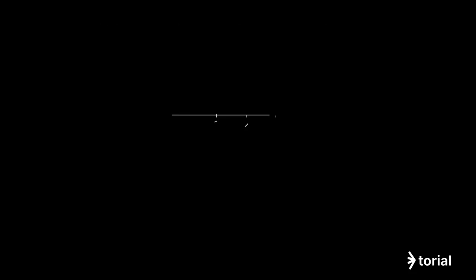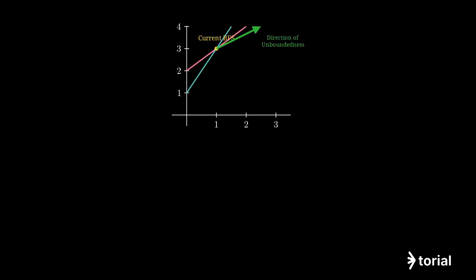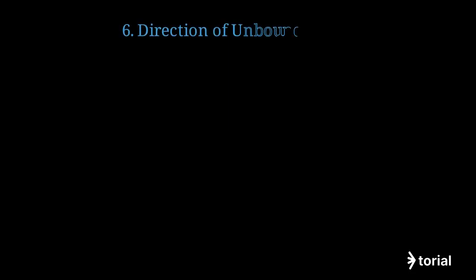Let's visualize the feasible region to understand unboundedness geometrically. The graph shows the feasible region with constraint lines. The current basic feasible solution is at x1 equals 1, x2 equals 3, and the arrow shows the direction of unboundedness. Let's characterize the direction along which the problem is unbounded.